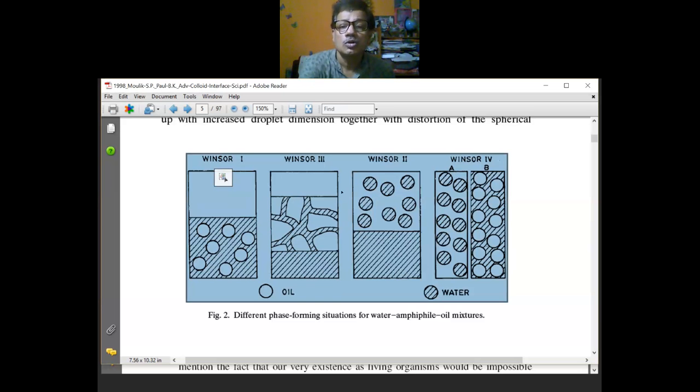What is Winsor 2? Winsor 2 is the microemulsion where water is dispersed in oil. Now, if you have equal proportion of oil and water, then what would be happening? At the interface, there would be water dispersed in oil and so forth. This is called type 3, and it is called a bicontinuous medium.